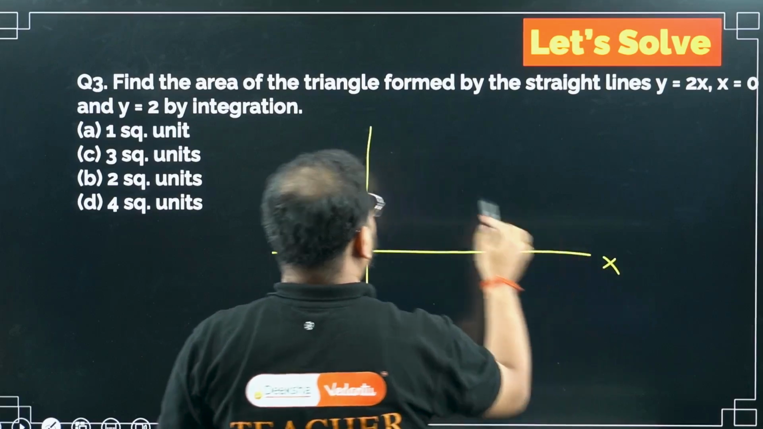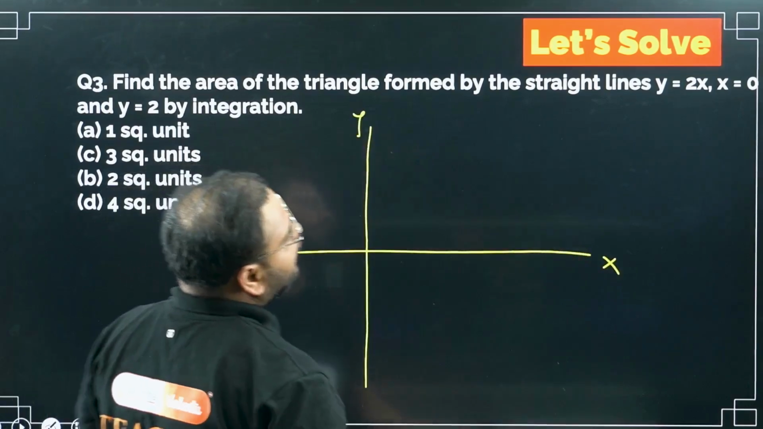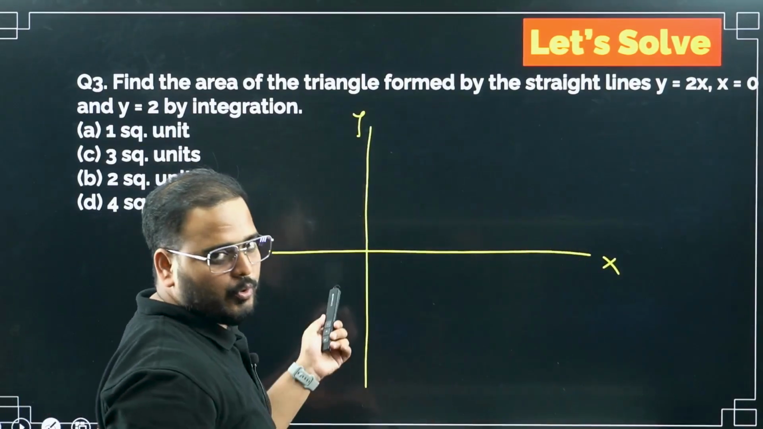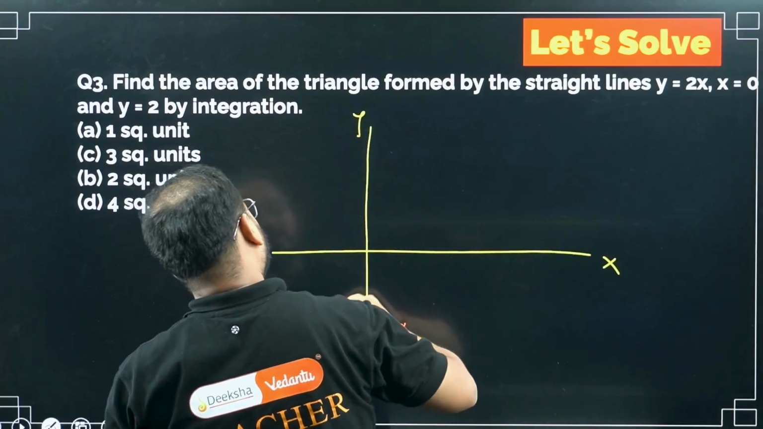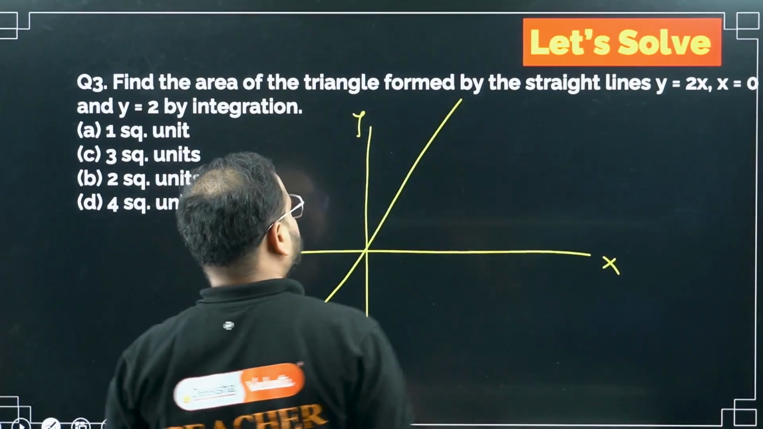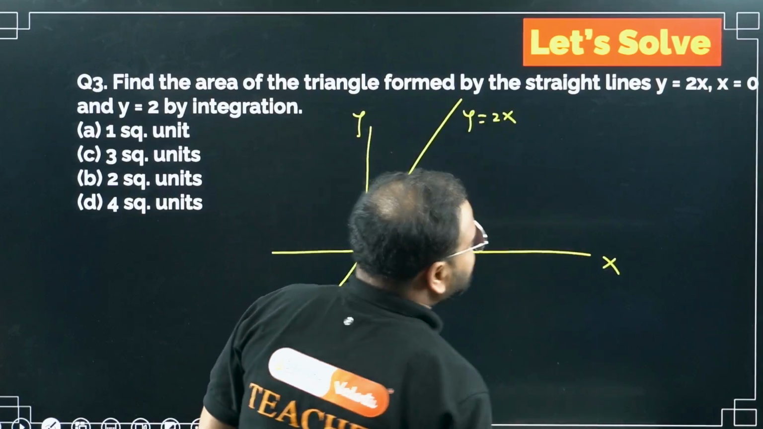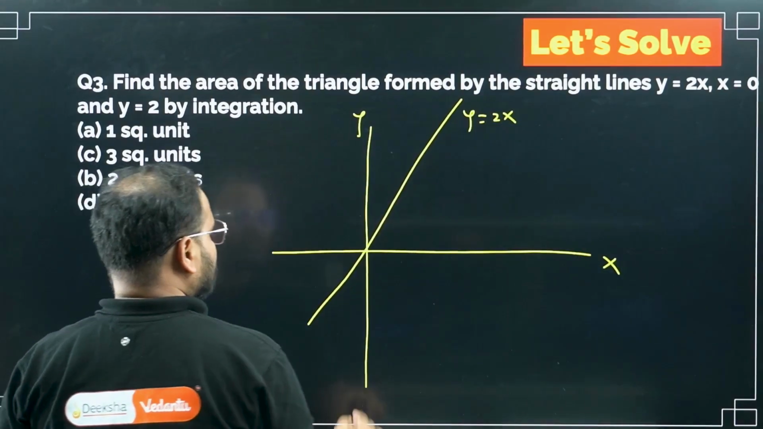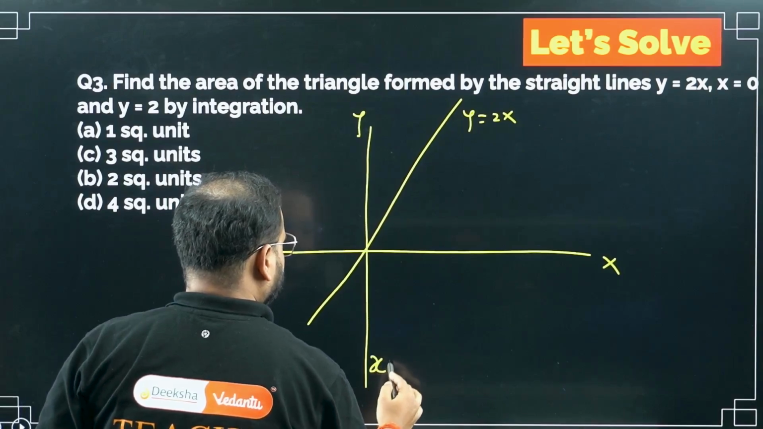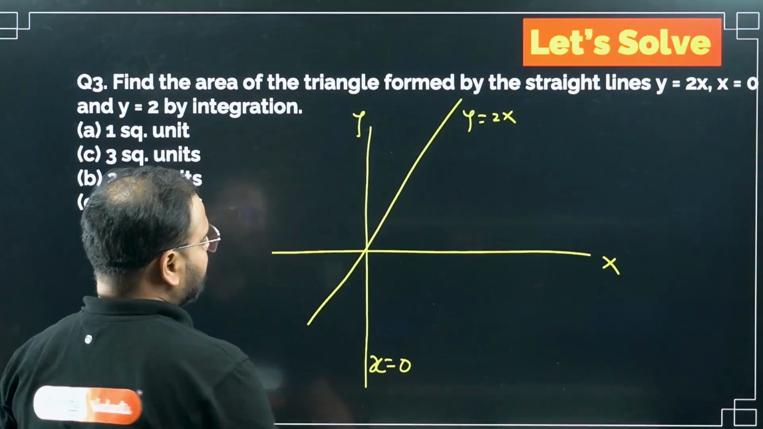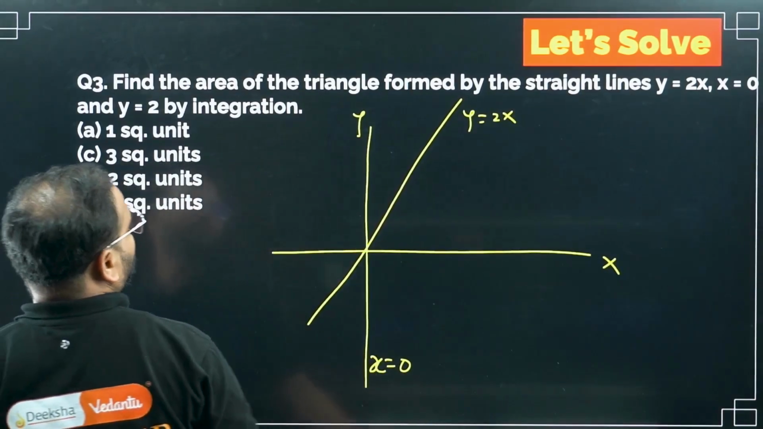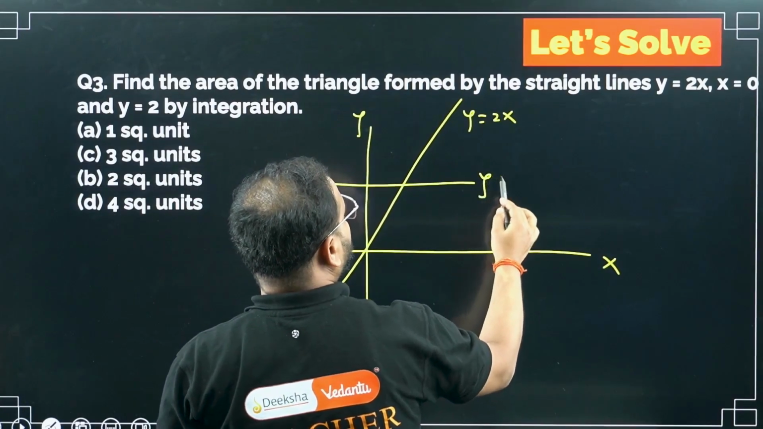This is my x-axis, my y-axis. The curves are what? y equal to 2x. This is a curve passing through the origin but inclined towards y more. So like this. This curve is y equal to 2x. The line x equal to 0 is this line only, correct, right? x equal to 0 is the y-axis. y equal to 2 is somewhere like this. This is my y equal to 2.